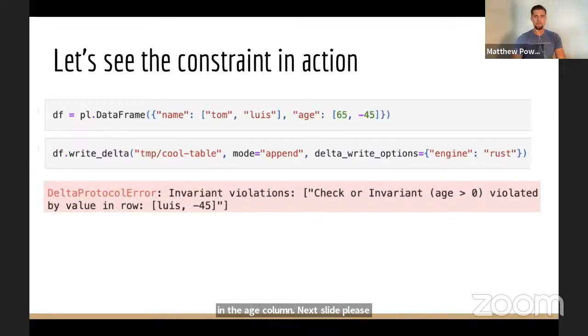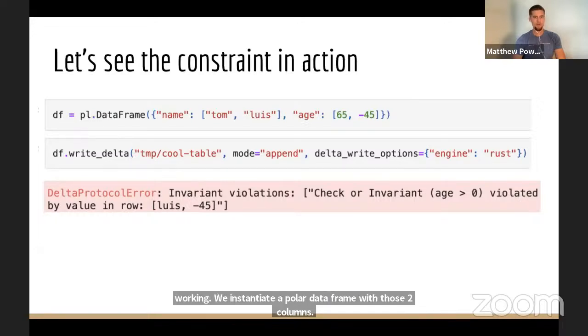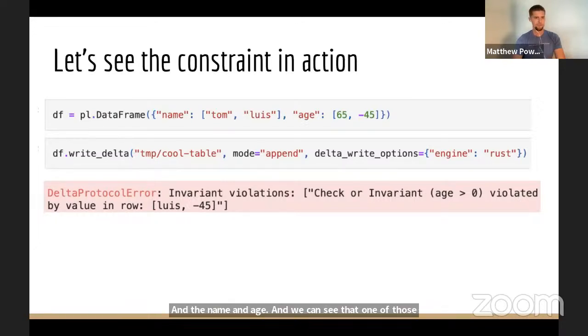So let's see this constraint in action, see how it's working. We instantiate a Polars data frame with those two columns, name and age. And we can see that one of those rows has a negative age. So now let's try to write that data frame to the Delta table using Polars. And we need to set some Delta write options to make sure this works properly. And we can see that that's going to cause an invariant violation. Check or invariant age is greater than 0 violated by row. So we can see our constraint is working as expected. We're not allowed to append values to this Delta table that contain negative values.